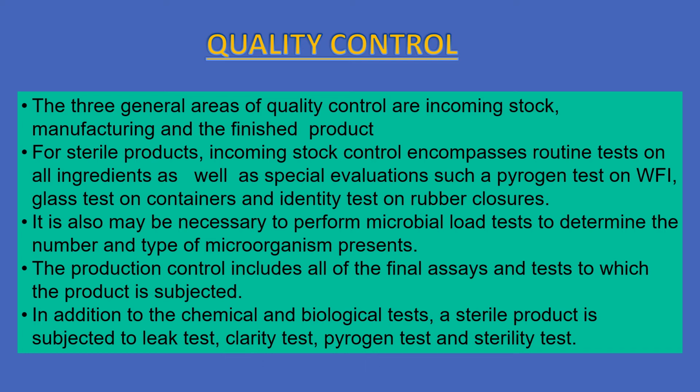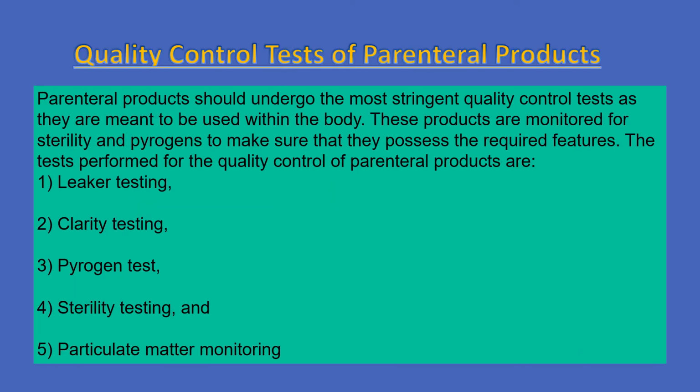The production control includes all the final assays and tests to which the product is subjected. In addition to the chemical test and biological test, a sterile product is subjected to a leak test, clarity test, pyrogen test, and sterility test. Quality control test of parenteral product.